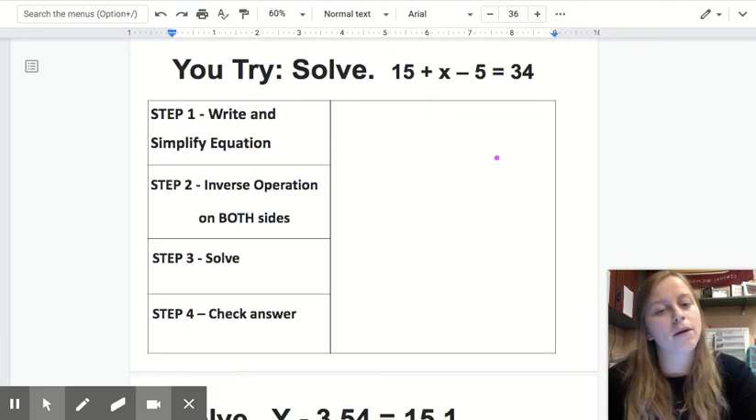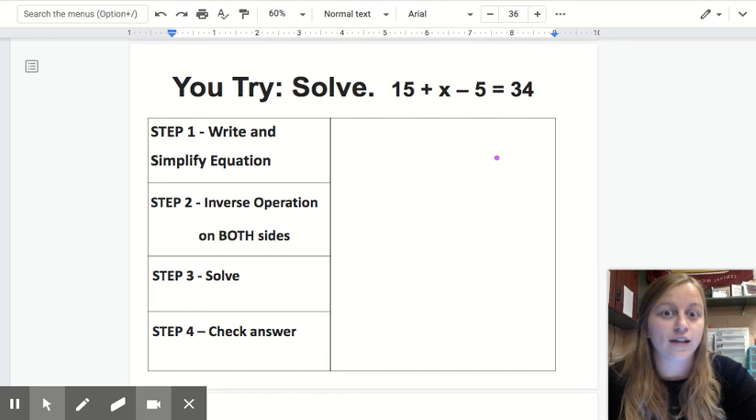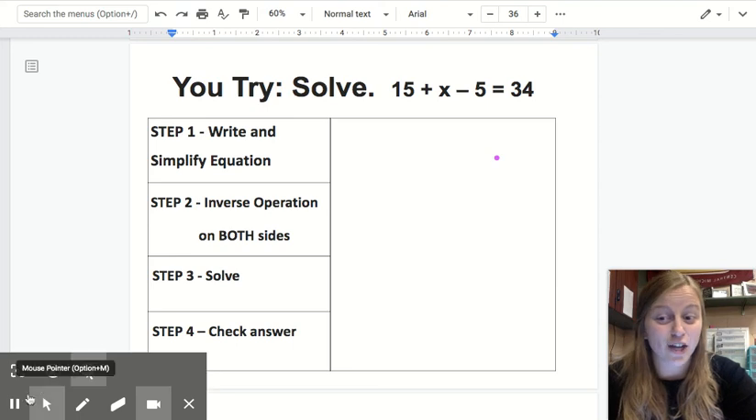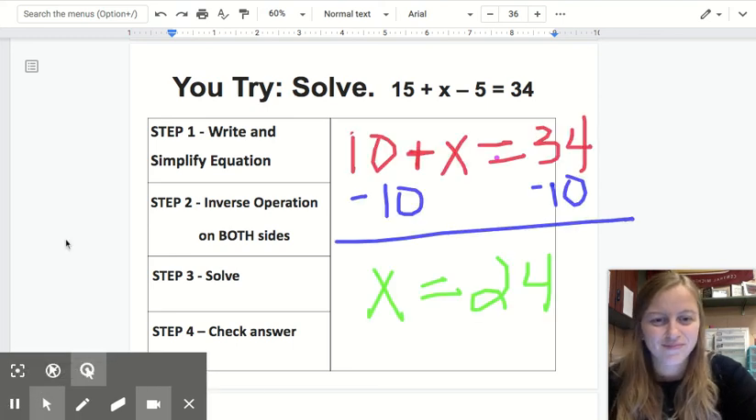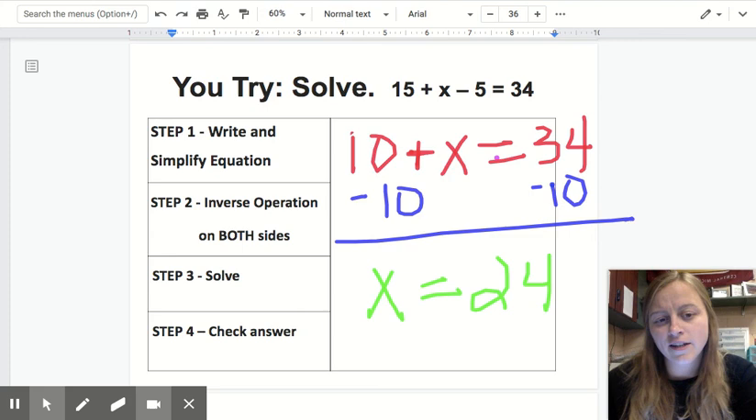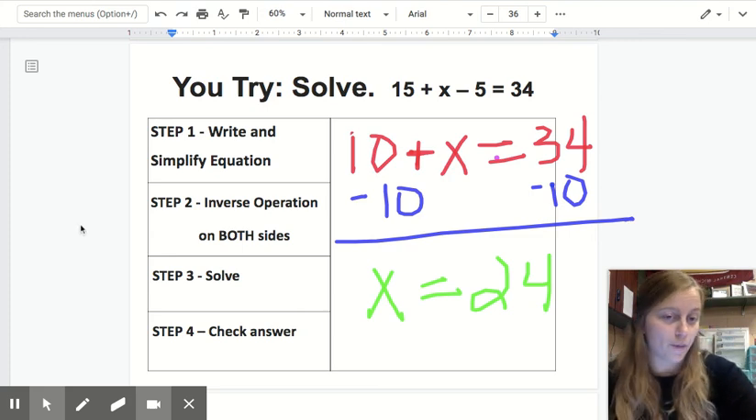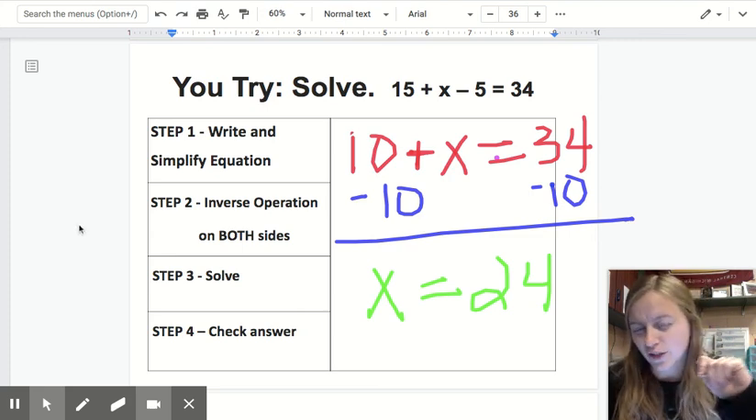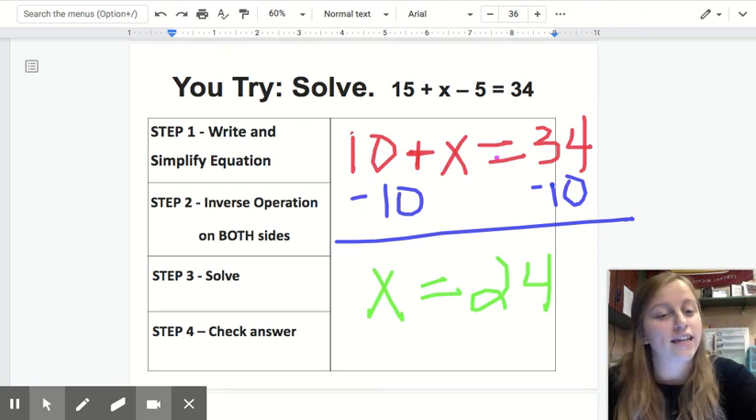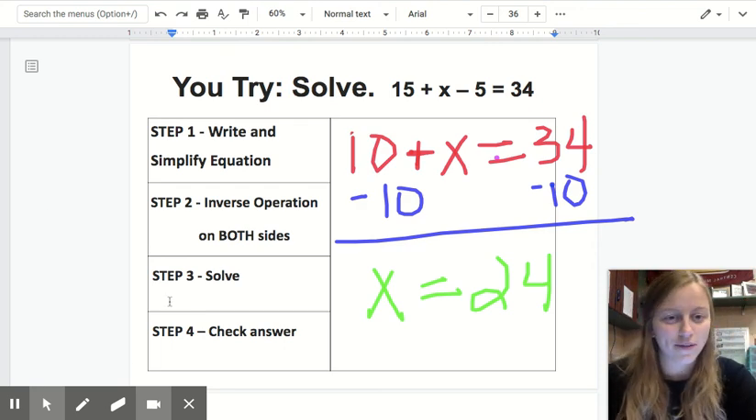You try this one. Remember, simplify the equation if you can. And let's check our answer. How'd you do? Did you write the equation and simplify correctly? Did you show that inverse on both sides? And did you get the correct answer of x equals 24?